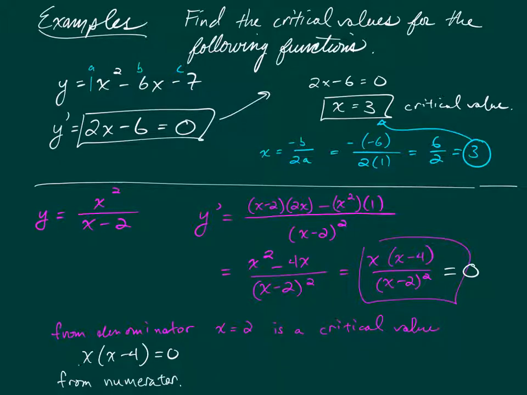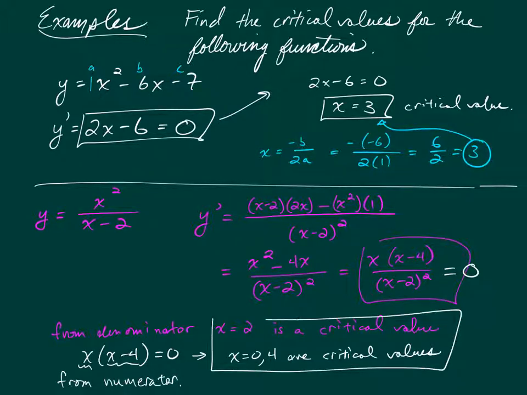So we can set each of these factors equal to 0 to see that x equals 0 and 4 are critical values. So in this example, there are 3 critical values. x equals 2 because that is where the derivative is undefined, and x equals 0 and 4 where the numerator equals 0.